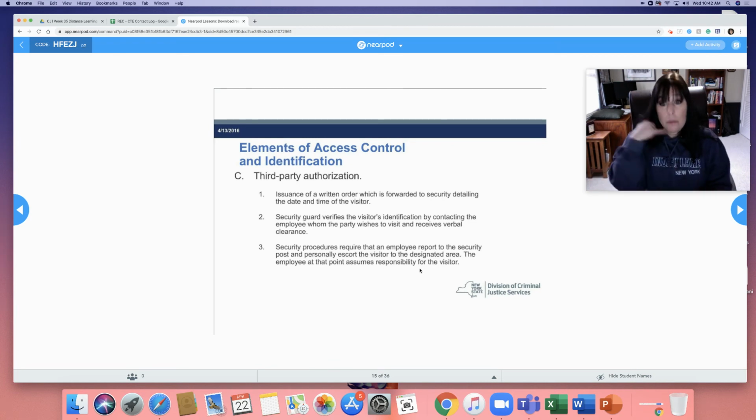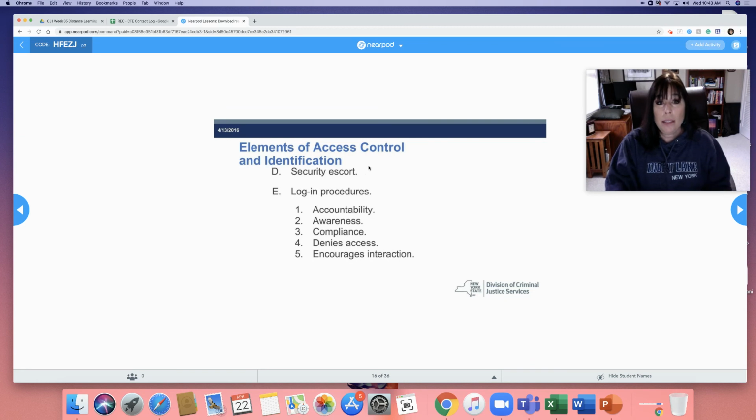Or you call your supervisor and say, "Bob Smith's here to see you." "Yep, I'll be right down." And then the employee comes down and escorts their visitor to where they need to go. Either way works, as long as that visitor is not walking around unescorted through your property.